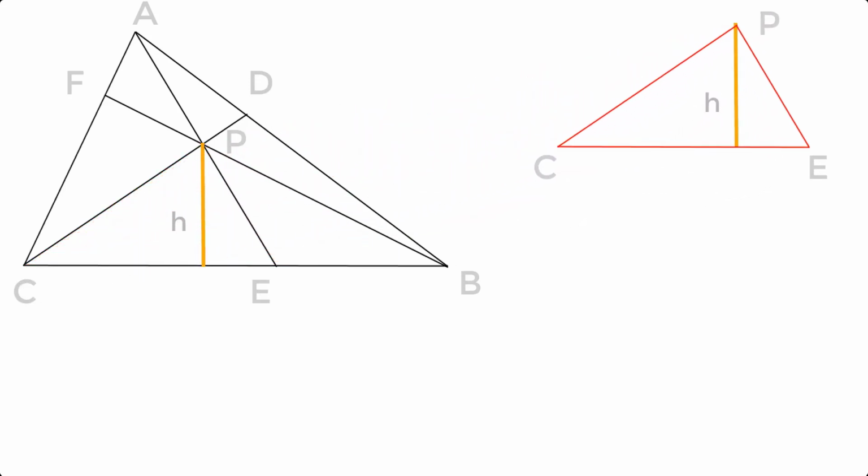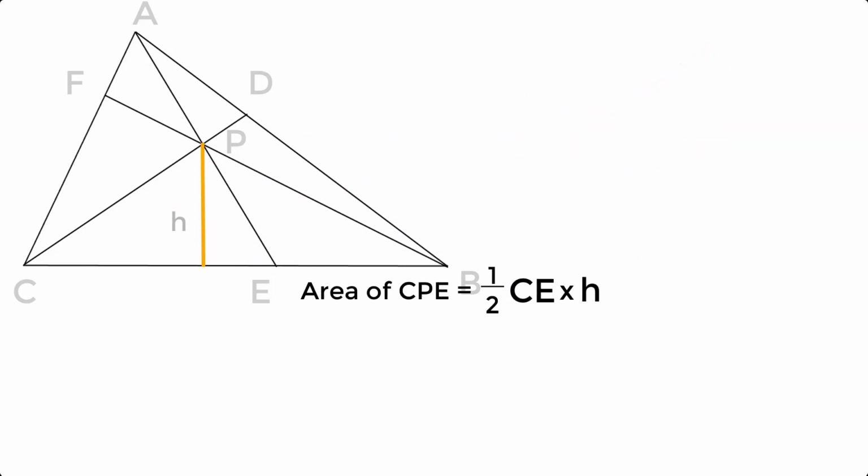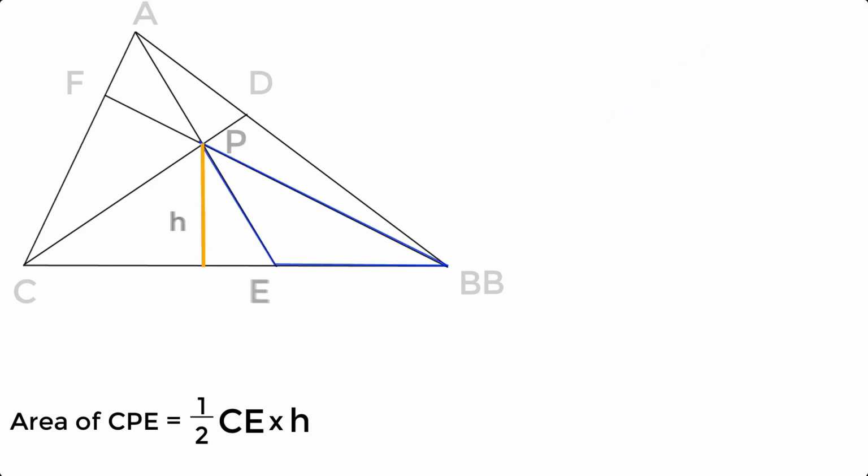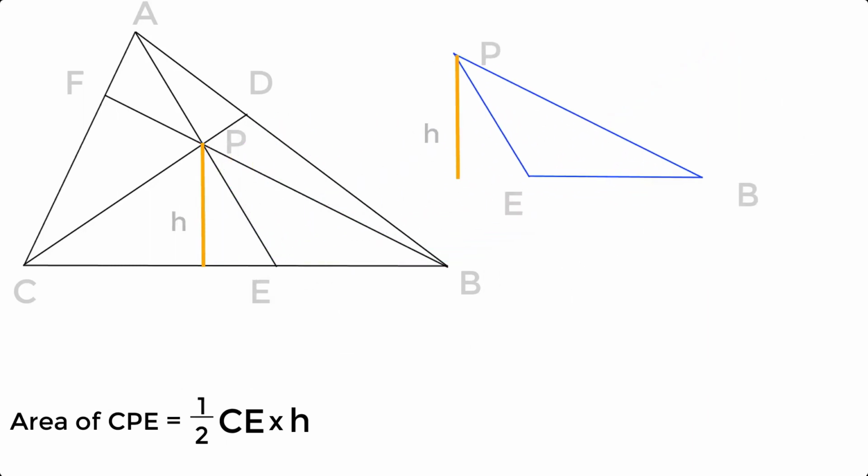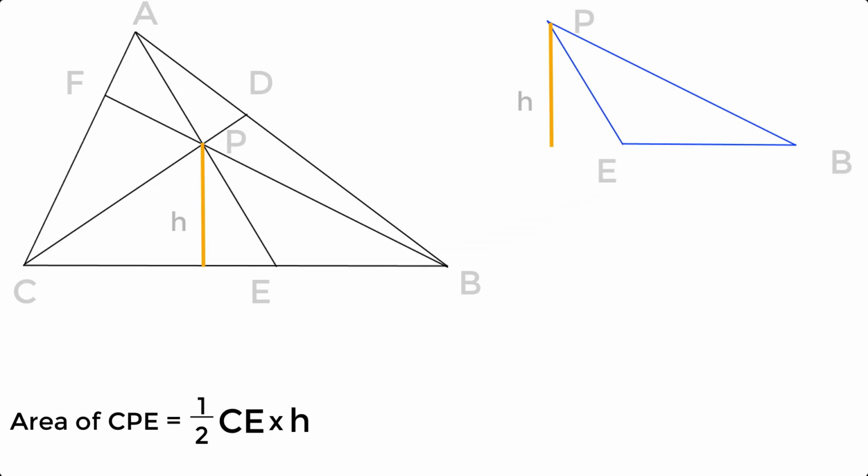We can write the area for this triangle as 1/2 bh, which is the same as 1/2 CE times H. Now let's take a look at triangle BPE, also with height H. The triangle will also have its area as 1/2 bh, but instead of b, the base is EB. This gives us the equation for the area of the triangle as 1/2 EBH.